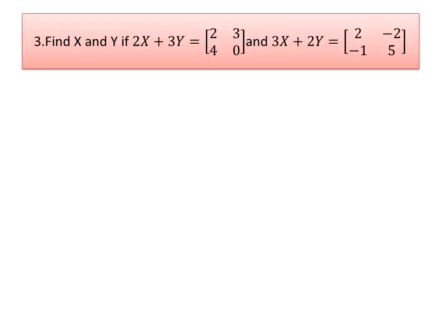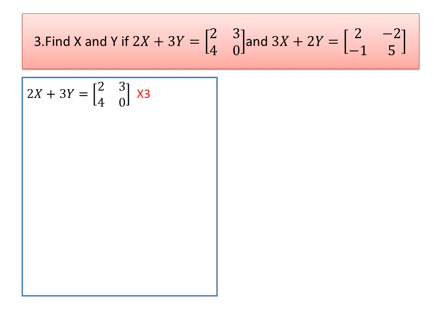Next problem. Find x and y if 2x plus 3y is equal to [2, 3; 4, 0] and 3x plus 2y is equal to [2, minus 2; minus 1, 5]. We'll take the given equations simultaneously. Since for the elimination method the coefficients of x or y must be the same, but here the coefficients are unequal.